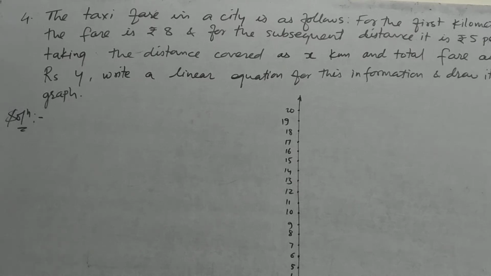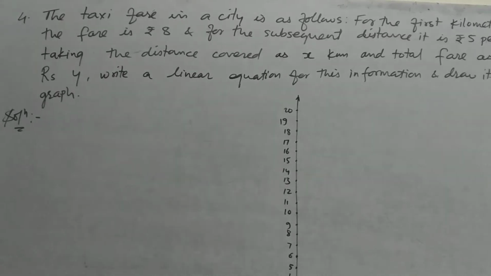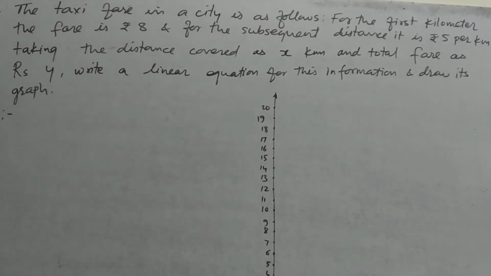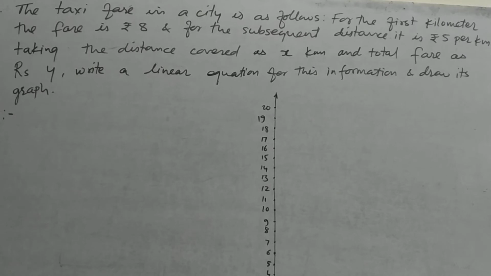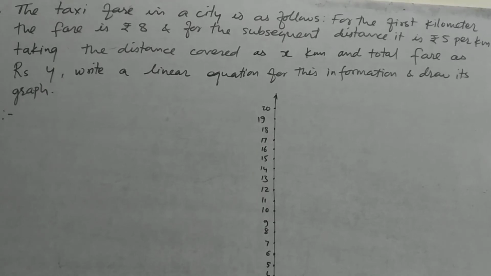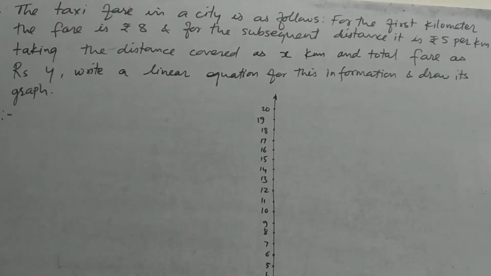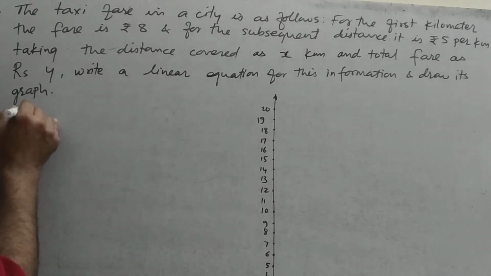Now the question is: the taxi fare in a city is as follows. For the first kilometer, the fare is rupees 8, and for the subsequent distance it is rupees 5 per kilometer. Taking the distance covered as x and the total fare as rupees y, write a linear equation for this and draw its graph. Now let us see.